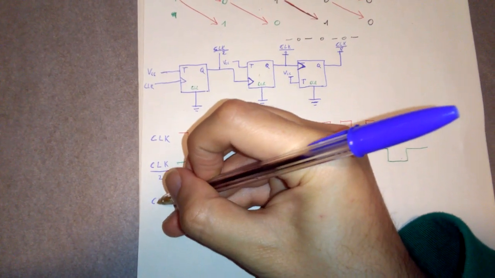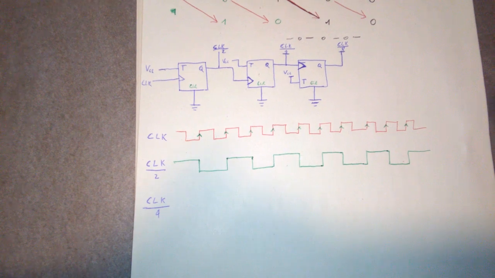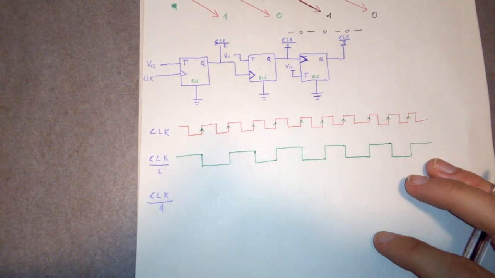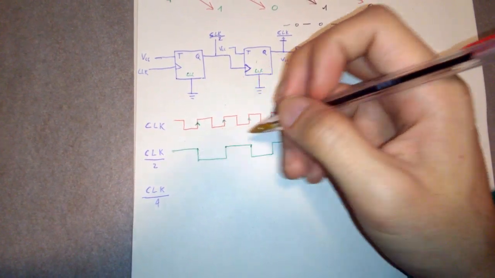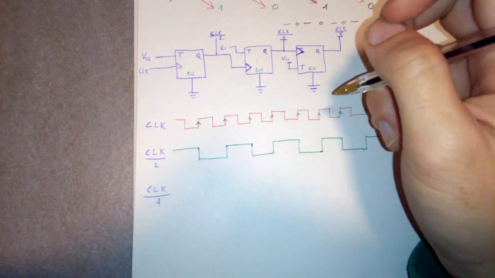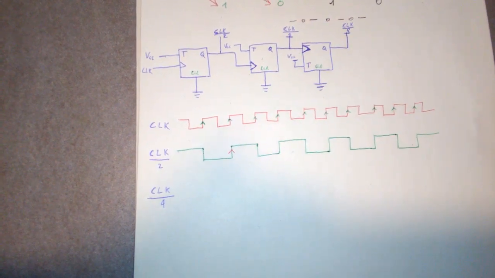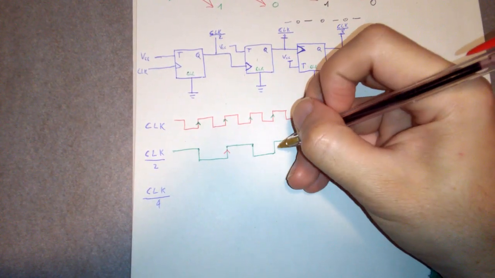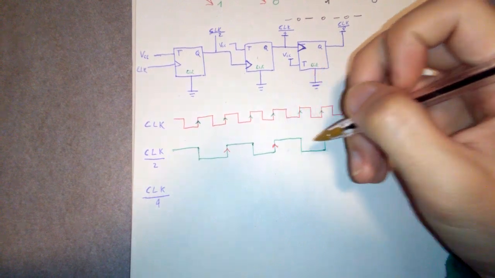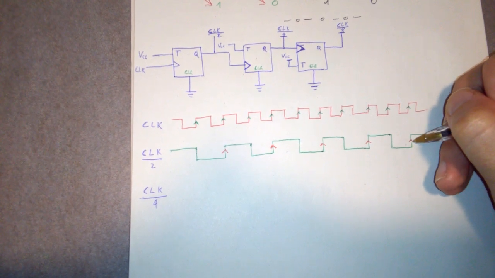So CLK divided by 4. What do we get? Well, essentially, whenever the clock is rising, then it's going to go and do the inverse. So we're going to have it say here, and here, and here and here, well, and here.